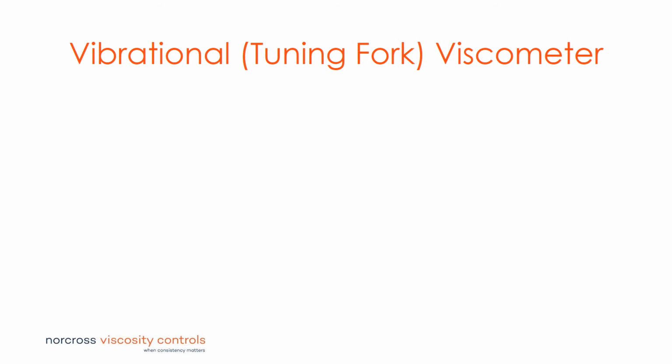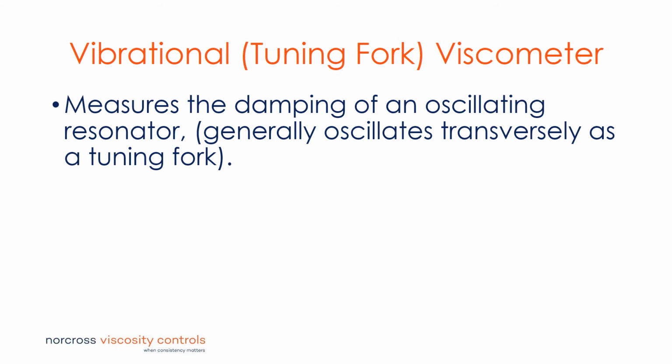The vibrational or tuning fork viscometer measures the damping of an oscillating resonator. Generally, this oscillates transversely as a tuning fork. The higher the viscosity, the larger the damping imposed on the resonator. This damping may be measured by one of a couple of methods.